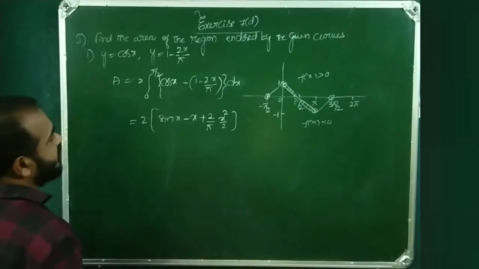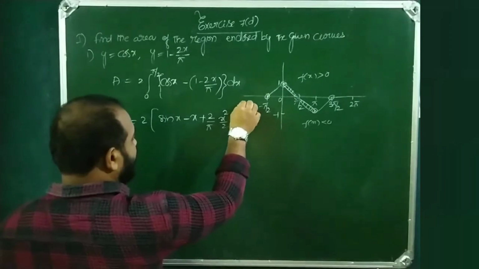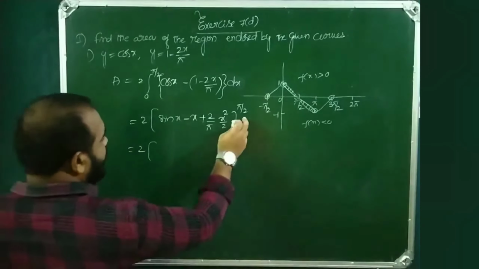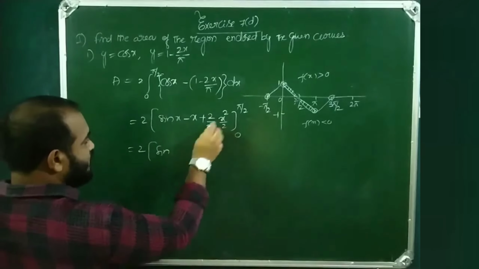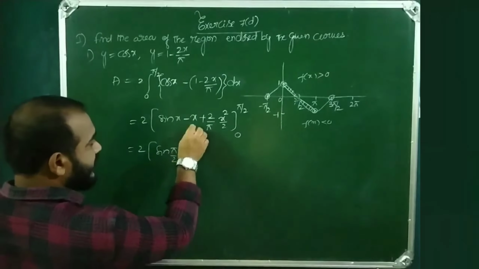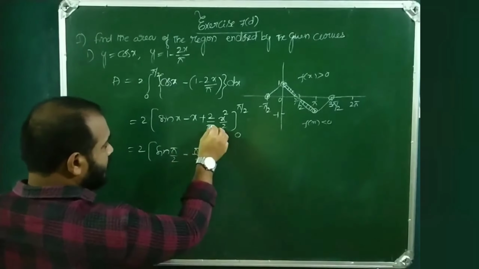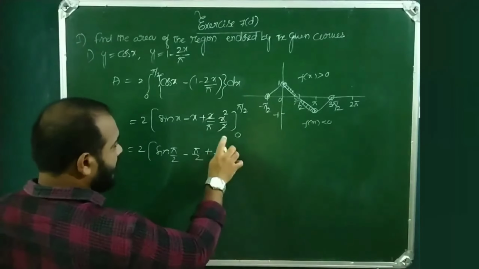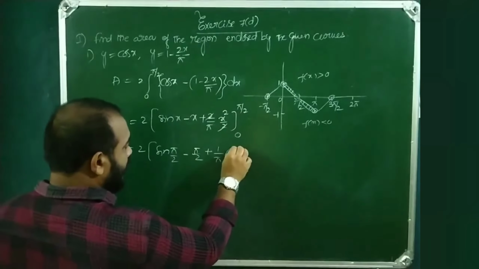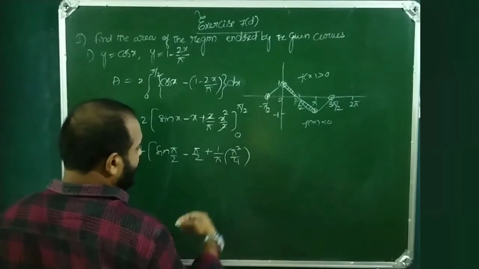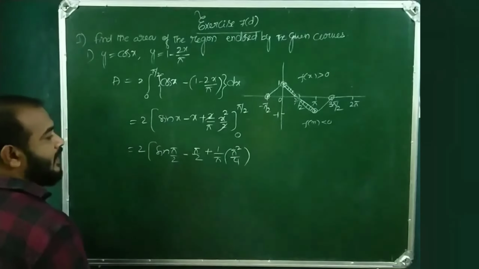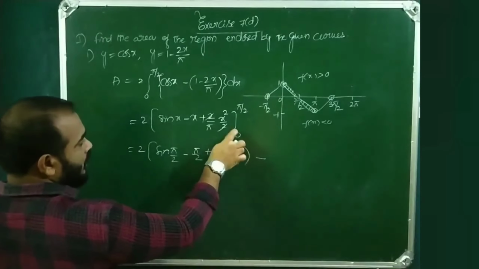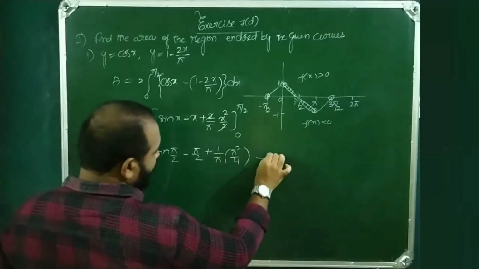Since the process of integration is over, 0 to pi by 2 is to be written here. So 2 into, substitute upper limit, sin x, in the place of x, pi by 2 minus x is pi by 2. So 2 gets cancelled here, plus 1 by pi into, in the place of x substitute upper limit, pi square by 4. So this is all upper limit minus lower limit: sin 0 is 0, x is 0. So 0 square by pi is 0. So this is all 0.